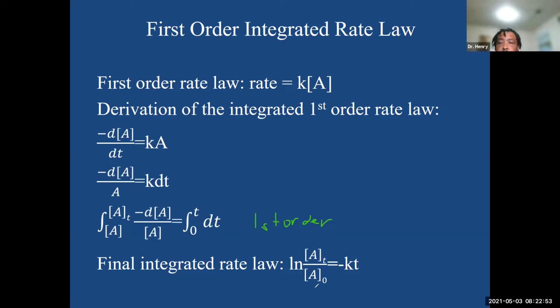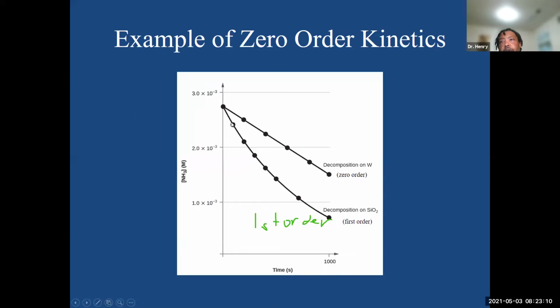Okay, so this is going to be the natural log of the concentration at time T over the initial starting concentration is equal to -kt. So it's a function of time again. If we go back to the graph before, this is the example of the graphing of that function. That would be a first order reaction. This is going to be your second order reaction.